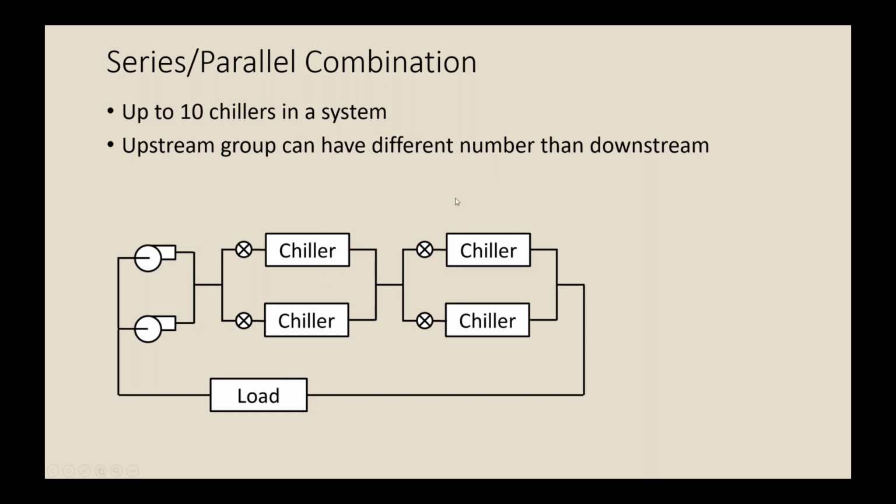The upstream and downstream group could have different numbers. So you might have 4 in the upstream and 2 in the downstream. That's a flexible variable.